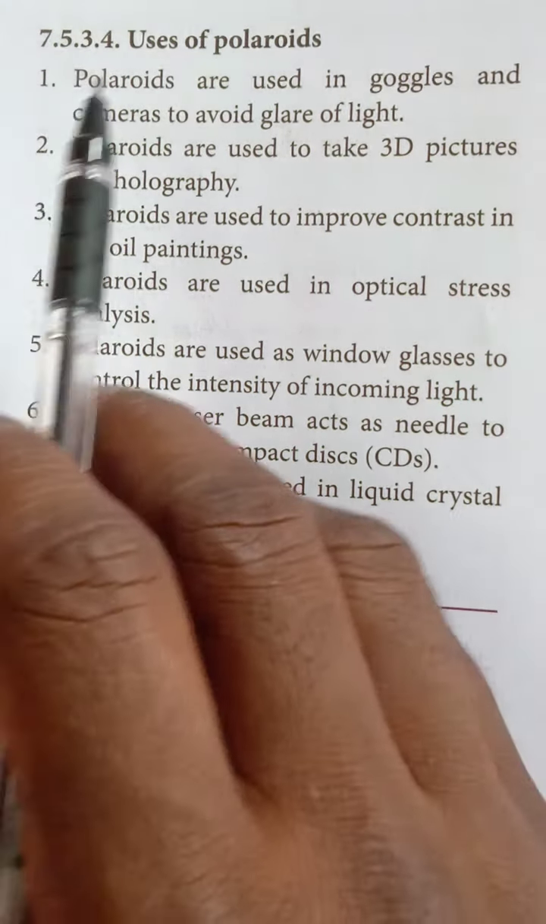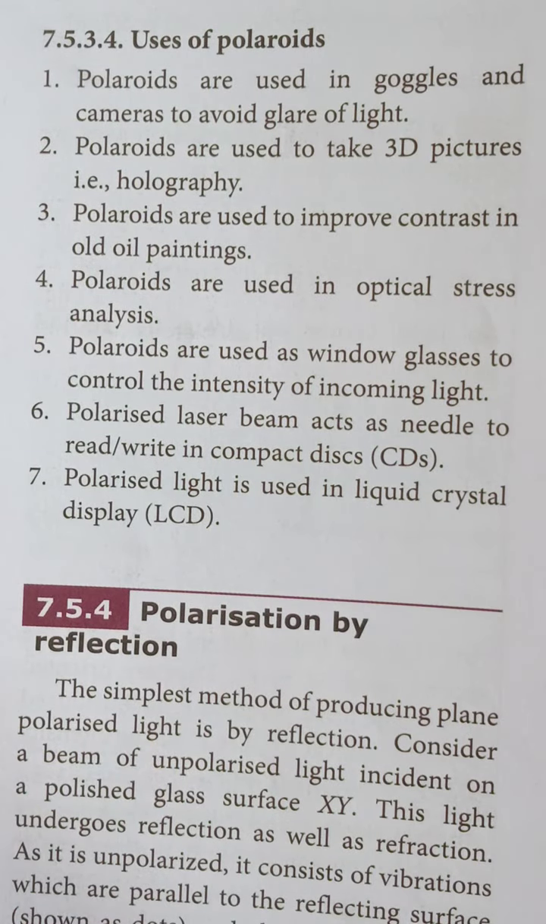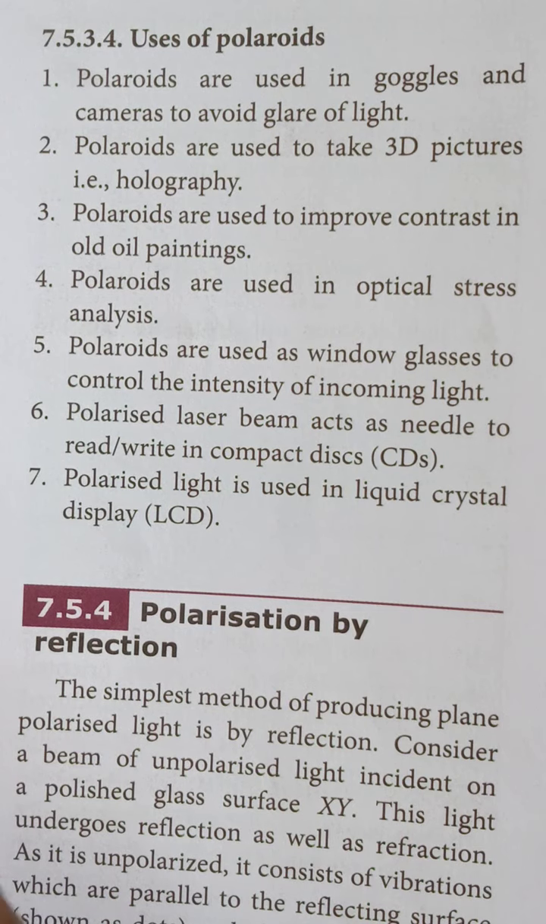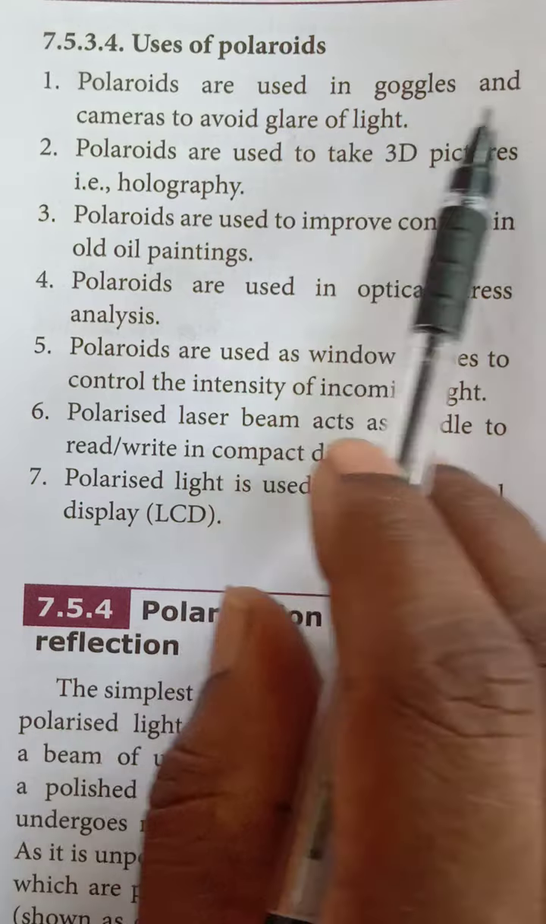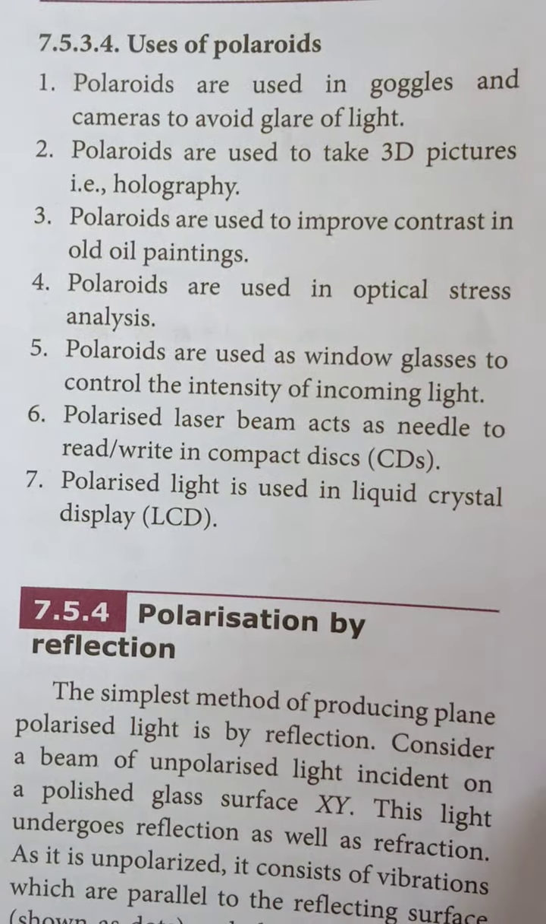Next we will see what the uses of polarizers are. We use them in the headlights of two-wheelers or three-wheelers. They are made of a special thickness of material to reduce the intensity of light. That is one type of use of polarizers. Polarizers are also used in goggles and cameras to avoid the glare of light. That is the first use of polarizers.